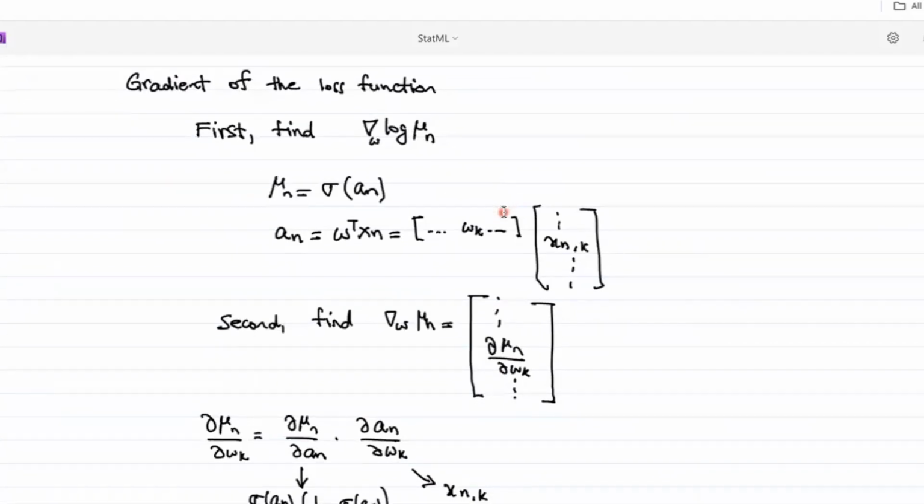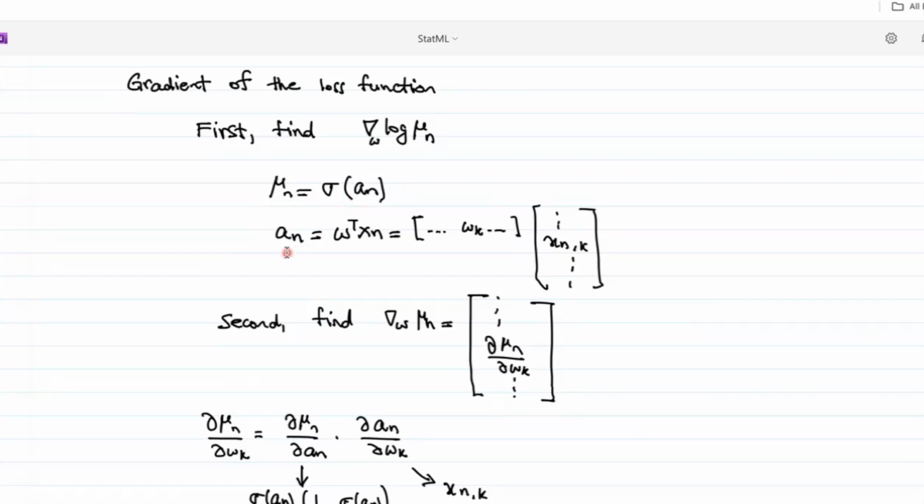So remember, in the cross-entropy loss function, yn and 1 minus yn are both constant or fixed because they're part of the data. The only thing for which we really have to find the gradient or derivative is those probabilities, these mu n's. So the first thing is to find the gradient of log of mu n with respect to w, which are the unknowns or the model parameters. So let's recap what mu n is. Mu n is the sigmoid function of an, and an is the dot product or inner product between w and xn.